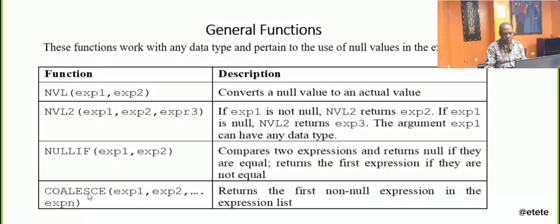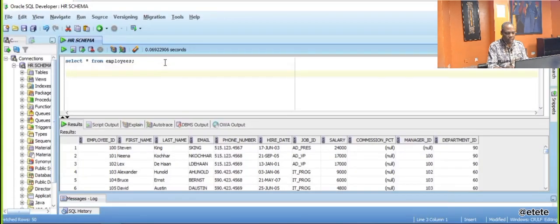So I'm just going to use this COALESCE to do the same thing that we did with this NVL. Are you with me? So let us practically see it. In the last lecture, we said we can use the NVL function to replace a null value with any other value that we want. Same thing we will do with the COALESCE.